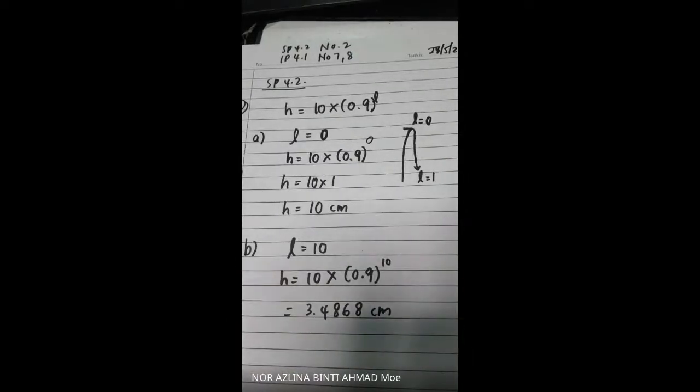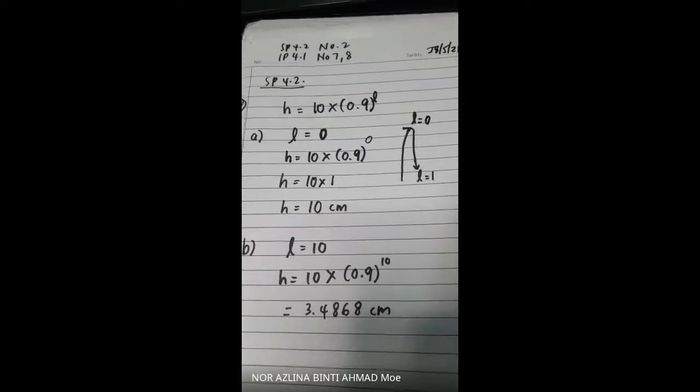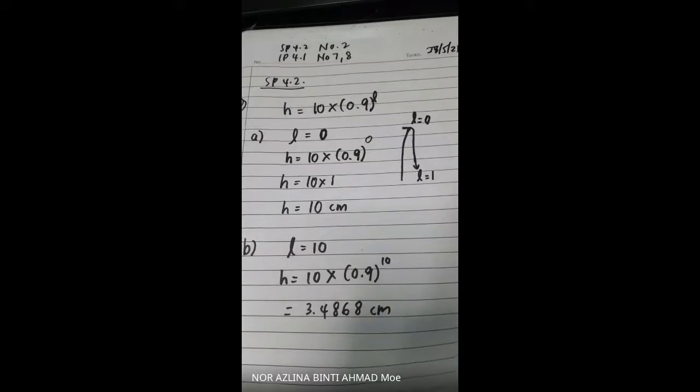Okay, next. Understand for number 2? Class, do you understand number 2? Oh, the power 10 is the L, so it bounces 10 times and then you get the answer. Yeah. That's the answer B. Okay.